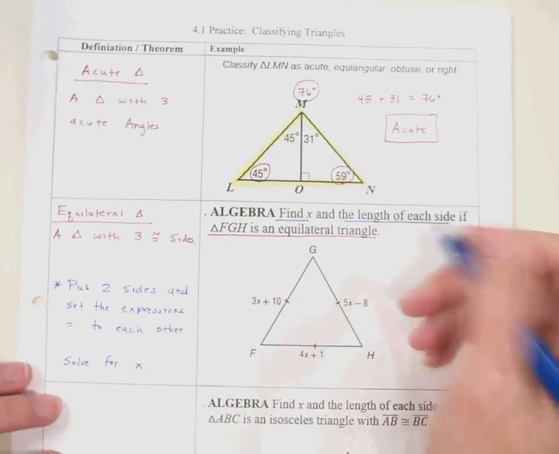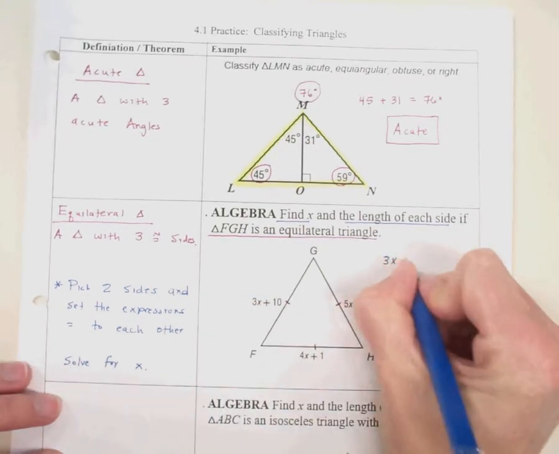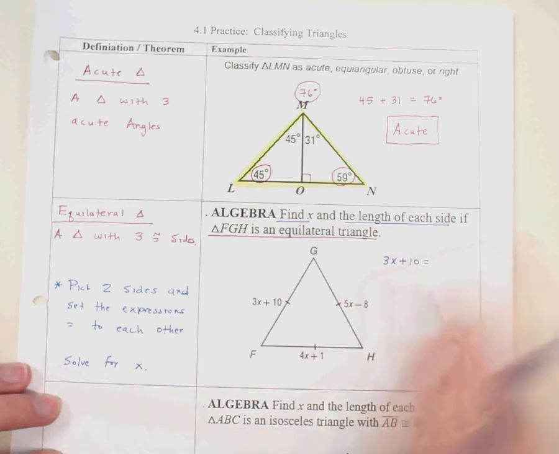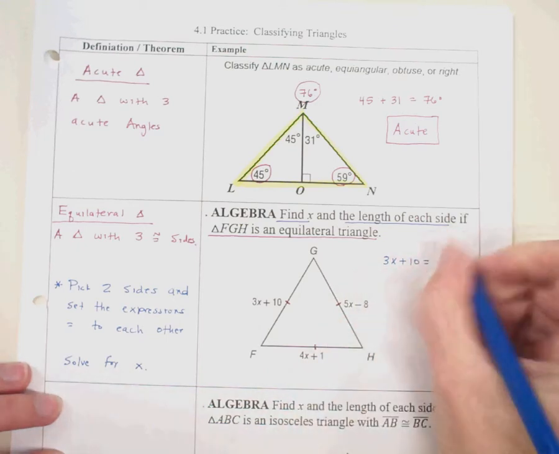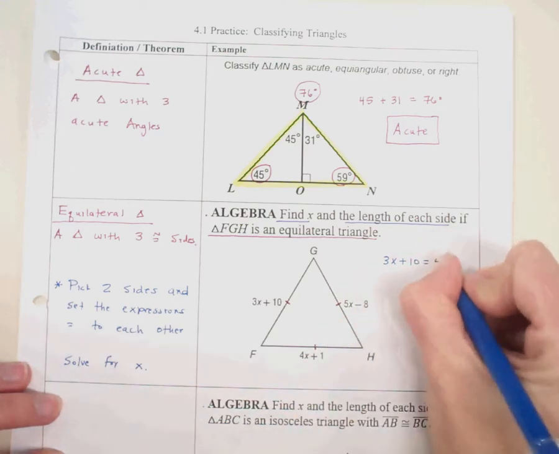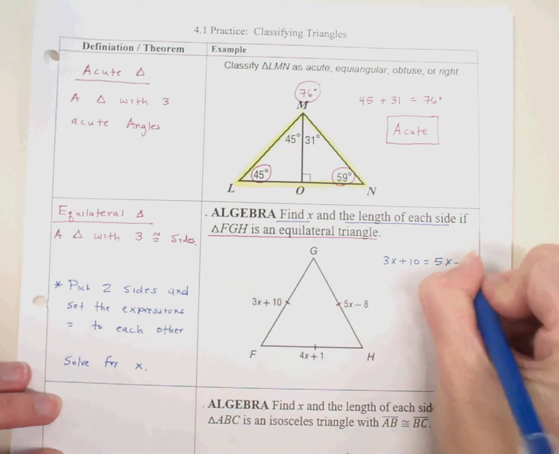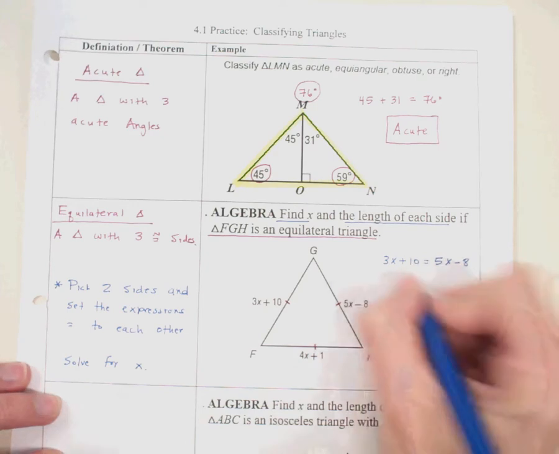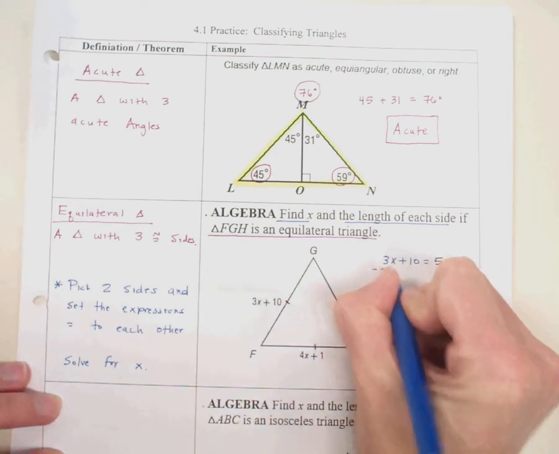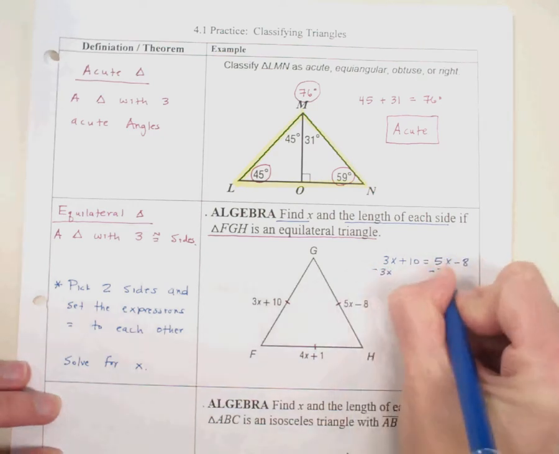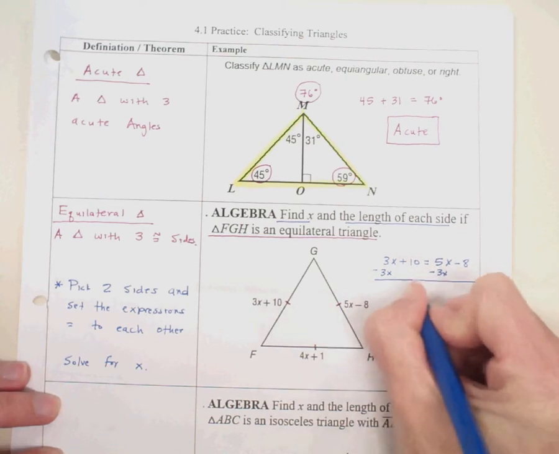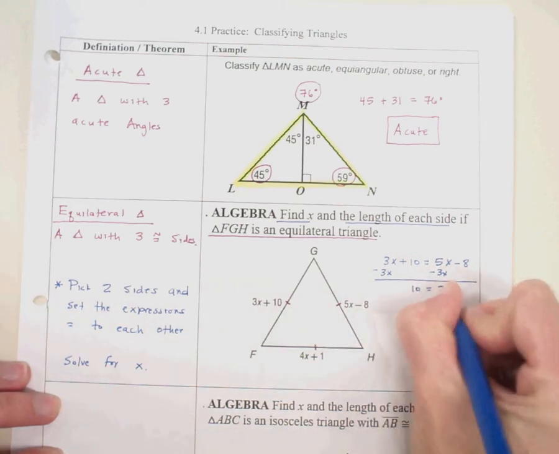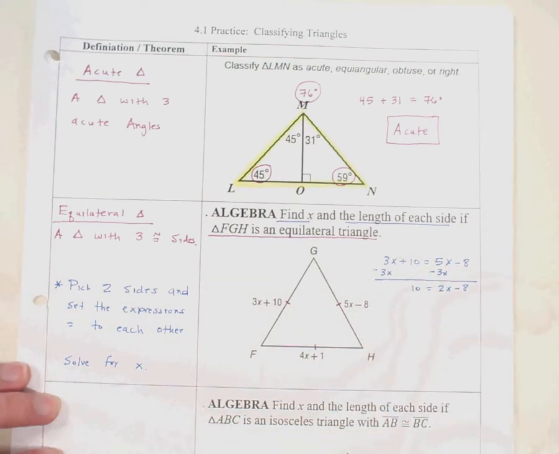So I will choose 3x plus 10 and 5x minus 8. So I'm going to set 3x plus 10 equal to 5x minus 8. I'm going to solve the equation for x. I can subtract 3x from both sides. So I have 10 is equal to 2x minus 8.